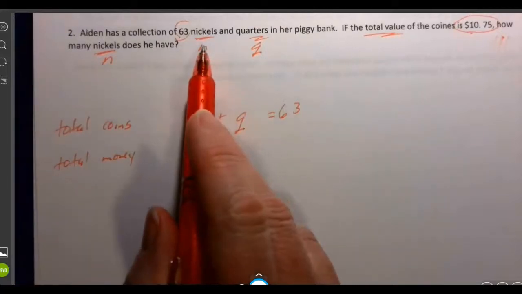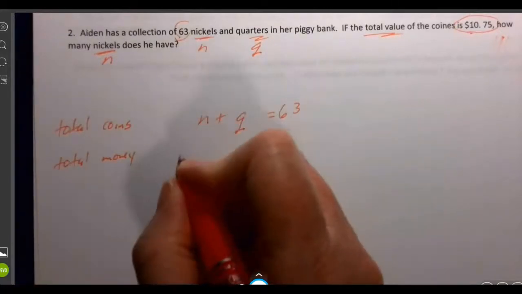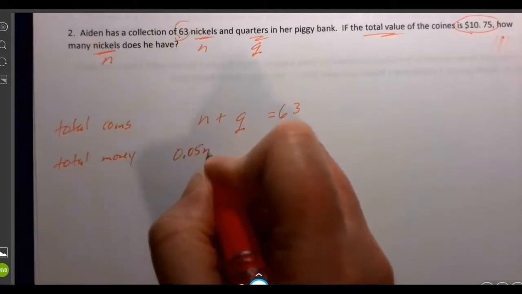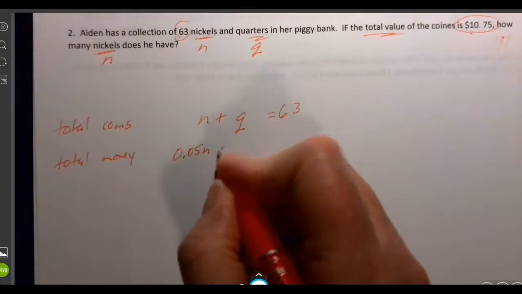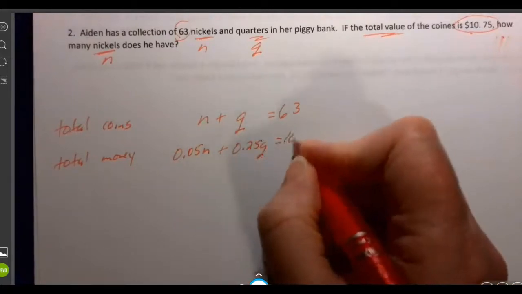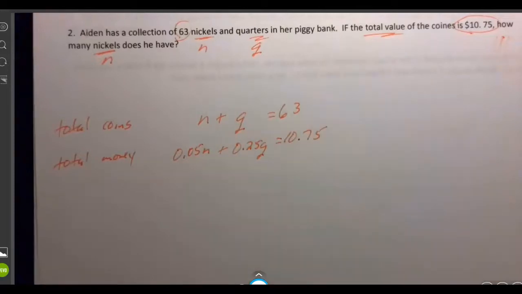How much is a nickel worth? 5 cents, exactly. So the total money, I'm going to have 0.05 times nickels, because that's 5 cents, plus 0.25 quarters. And that whole thing is equal to $10.75.